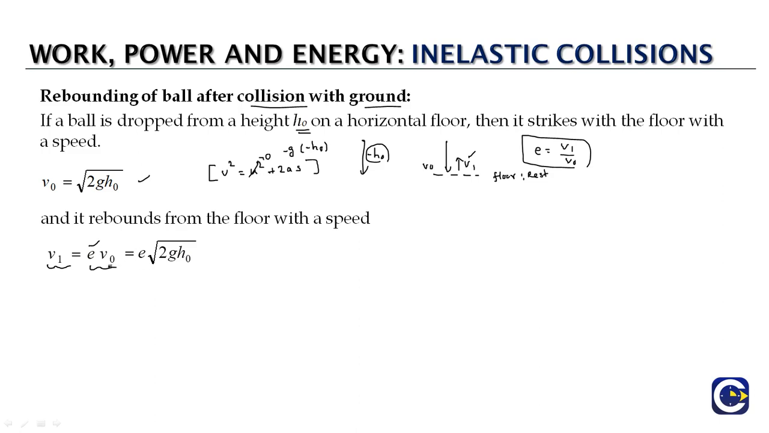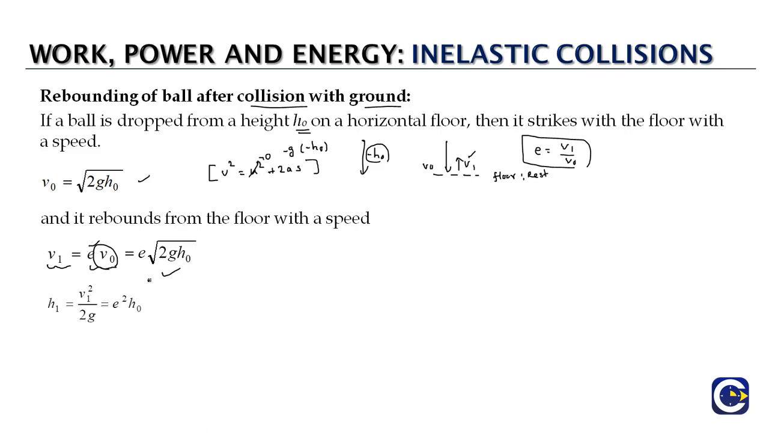Now the thing is, if the coefficient of restitution is high, the closer it is towards 1, it would mean that the value of V1 will be that much closer to V0. If the value of E is less, then the value of V1 will also be lesser. So V0 value is root 2gH0. So on substituting, we'll have V1 equal to E times root 2gH0.